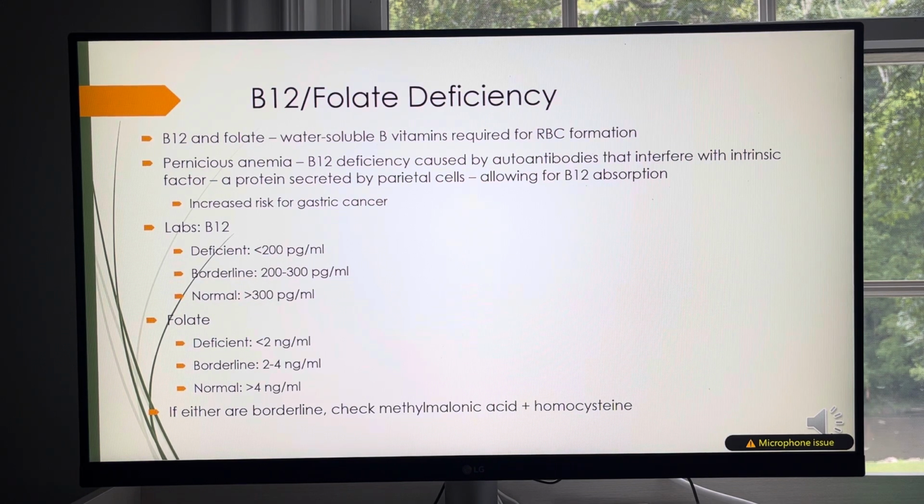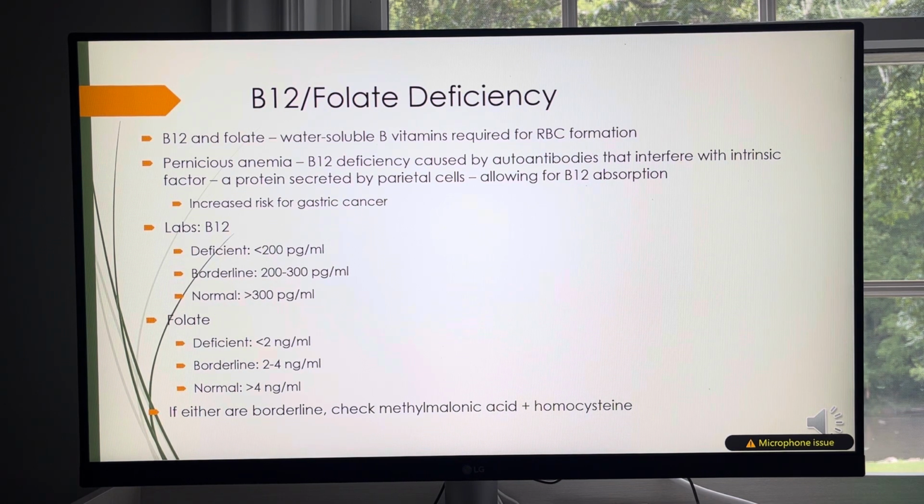But on your labs, the patient is going to be deficient in B12, and if they have folate deficiency, deficient in folate. Let's say either the B12 or the folate is borderline. The patient has macrocytic hyperchromic anemia, but they're borderline in either the B12 or the folate. Then check the MMA, methylmalonic acid, and the homocysteine.